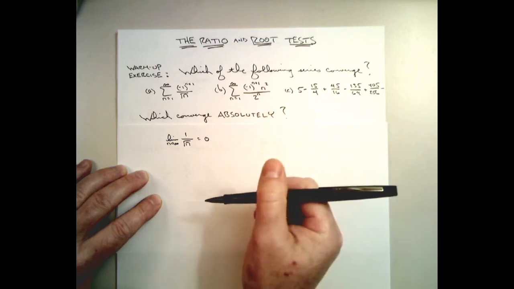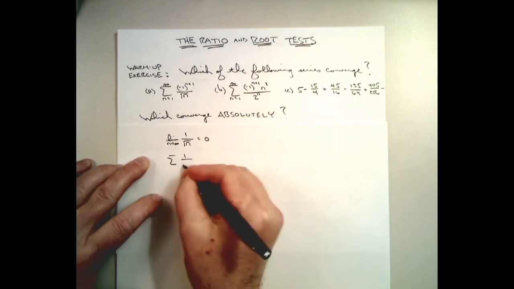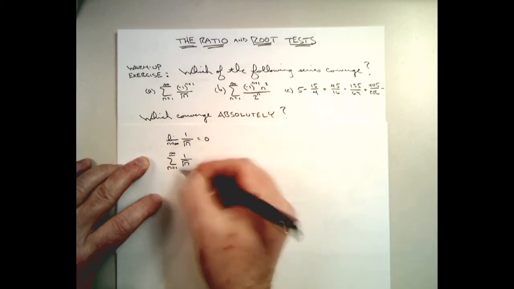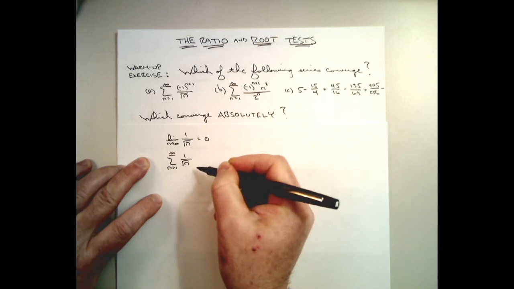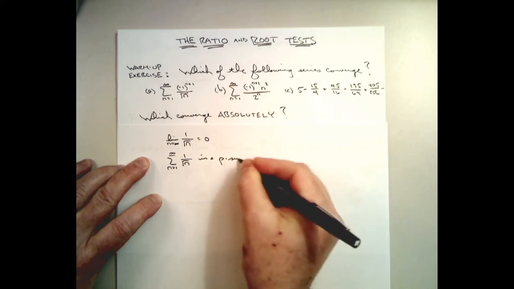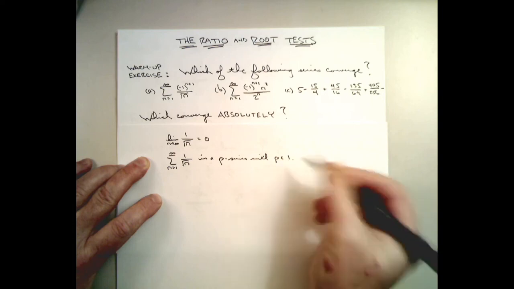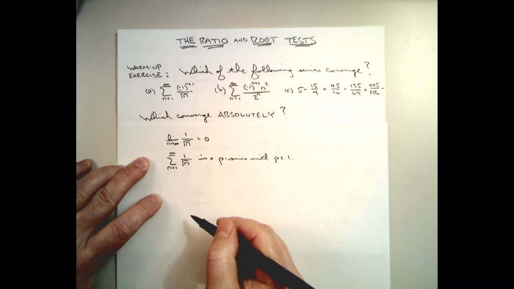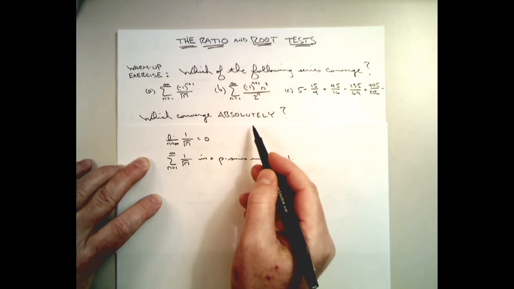Does it converge absolutely? Well, if I considered just the positive terms, the absolute values of the terms of this series are the terms 1 over the square root of n. This is a p series with p less than 1, right? So we know that p series with p less than 1 diverge. So while this series does converge, it fails to converge absolutely.